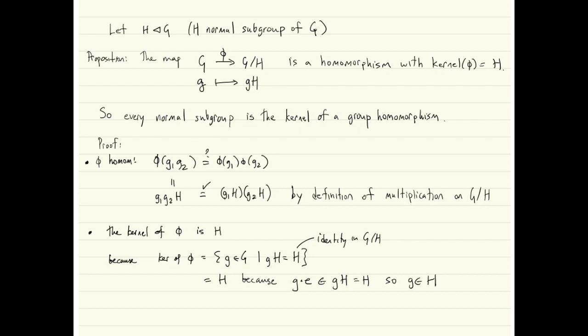And so we get that the kernel of phi is H. I mean, here what I've shown is that the kernel of phi is a subset of H, but showing that phi maps H to H follows from H times H being equal to H, since H is a subgroup.